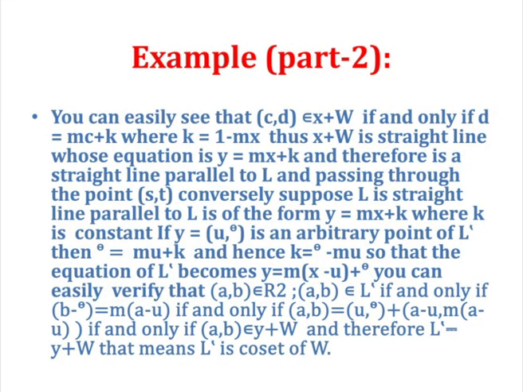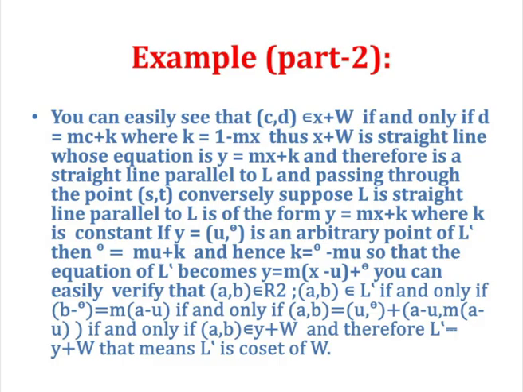Part 2. You can easily see that (c, d) belongs to x + W if and only if d equals mc + k, where k equals 1 minus mx. Thus, x + W is a straight line whose equation is y = mx + c. This is also an equation of a straight line in slope-intercept form. Here the slope equals m and the intercept is k, and therefore it is a straight line parallel to L and passing through the point (s, t).